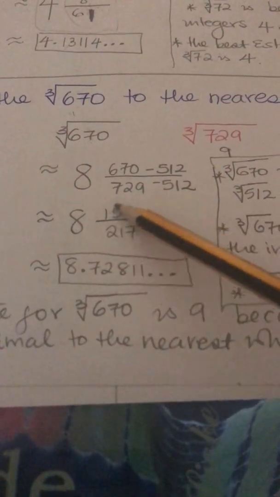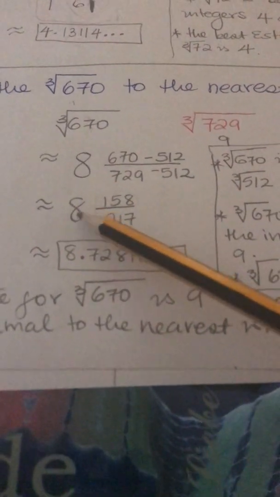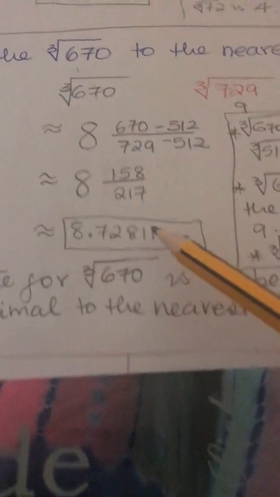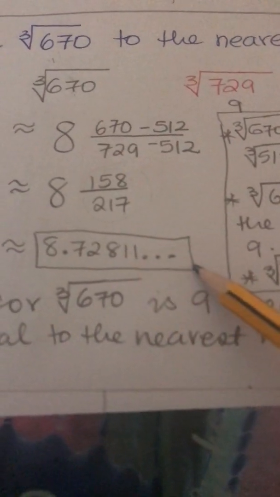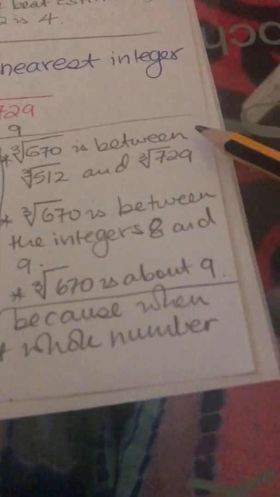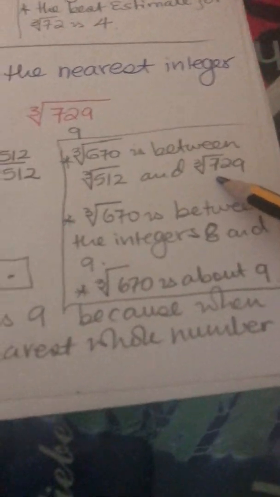You change this to a decimal and you should get that. 8 becomes the whole number and you change this, you should get 8.72... 8.11... okay? And then you put ellipses. Then you write your sentences. The cube root of 670 is between the cube root of 512 and 729.